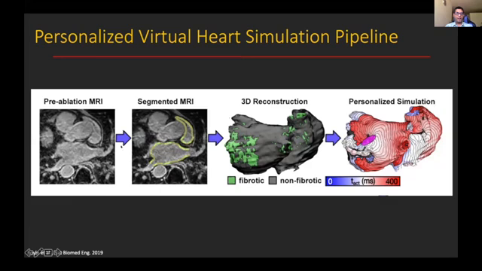We have the MRI images, and then we segment the images, and we get the 3D reconstruction. In this 3D reconstruction, like I mentioned, in the MRI images, we have the fibrotic and non-fibrotic substrate. The fibrotic substrate kind of shows the scar, you can think about it like the scar in the left atrium. It is important to have this fibrotic substrate because it has been shown that the amount and the distribution of this fibrosis is responsible for these AF triggers. And then we do the personalized simulations.